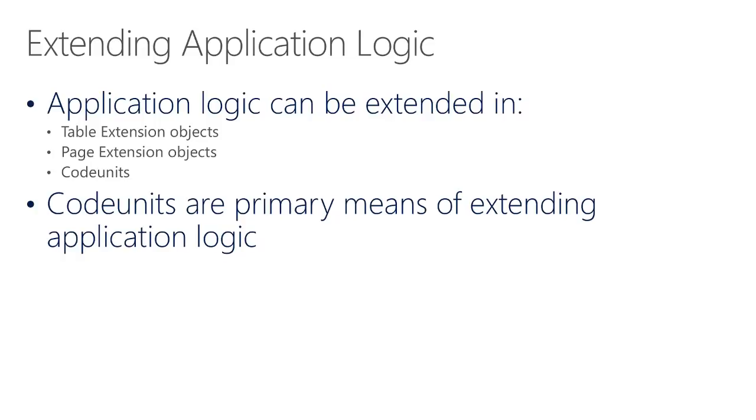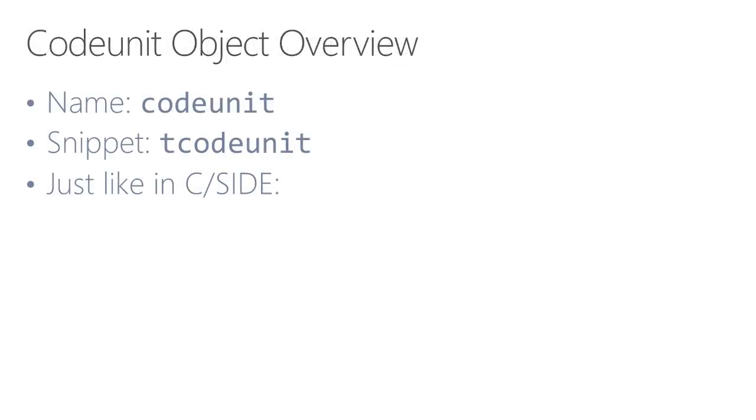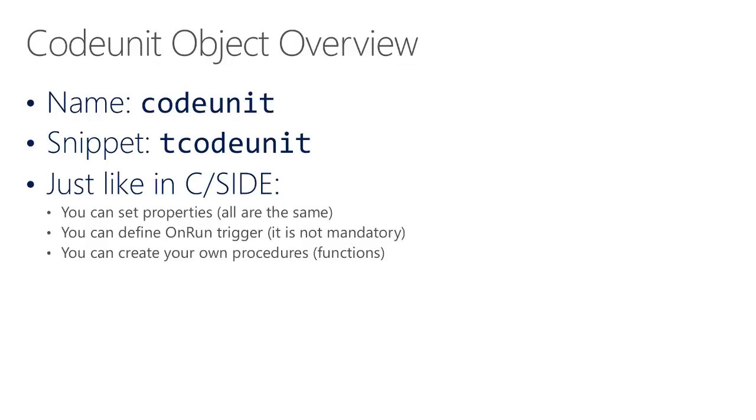Now, the matter of what goes into a code unit in what manner is a matter of design principles. And if you're interested in that topic, we also have a video on design patterns for Visual Studio Code in Business Central. Let's talk a little bit about the code unit object. The name of the object is code unit. There is a snippet, T code unit, that I don't find particularly useful because it adds an unrun trigger and a global variable, neither of which I often use. So I usually start with just a blank empty code unit, which is very easy to make because it's a very simple type of object, and I'll show you in a second.